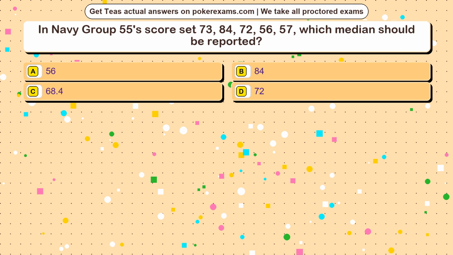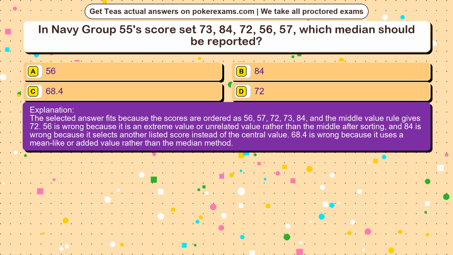The correct answer is option. The selected answer fits because the scores are ordered as 56, 57, 72, 73, 84, and the middle value rule gives 72. 56 is wrong because it is an extreme value or unrelated value rather than the middle after sorting, and 84 is wrong because it selects another listed score instead of the central value. 68.4 is wrong because it uses a mean-like or added value rather than the median method.